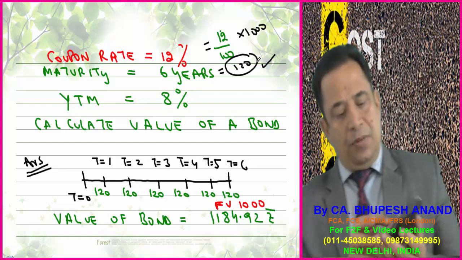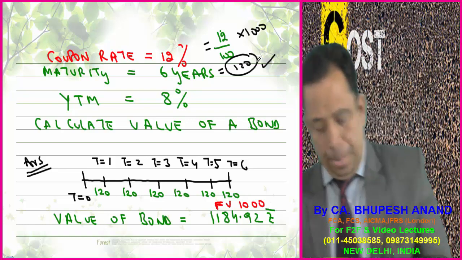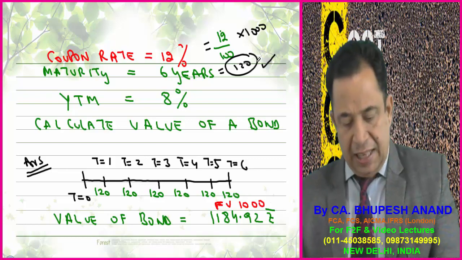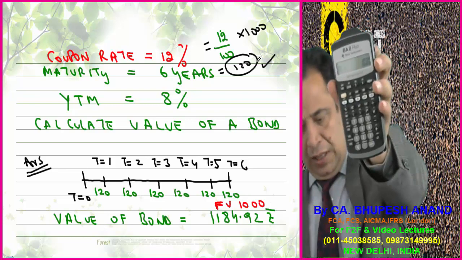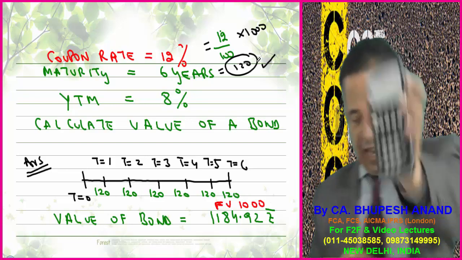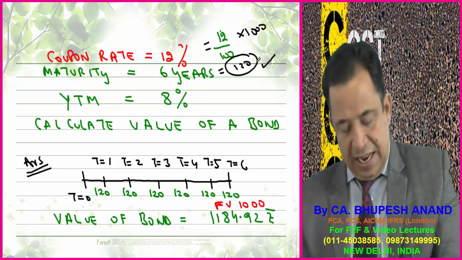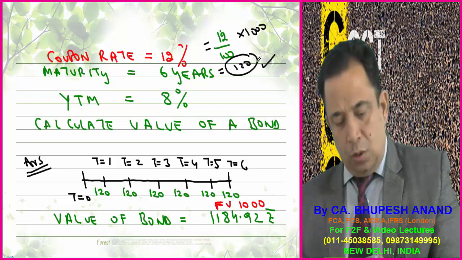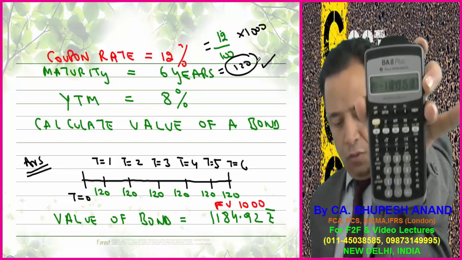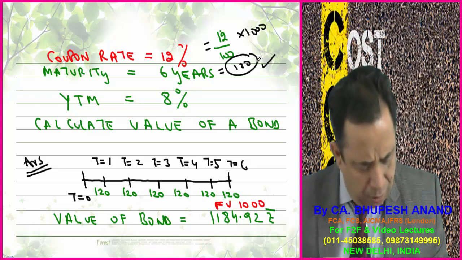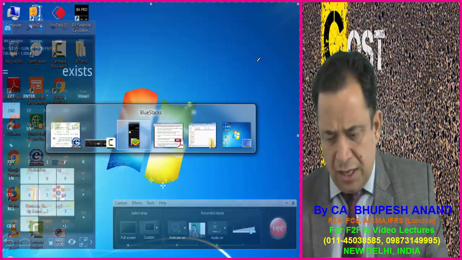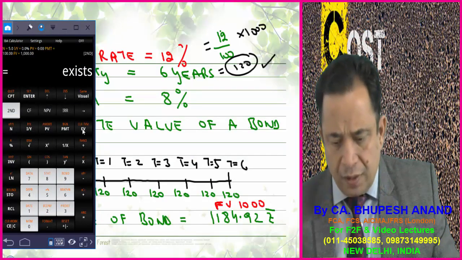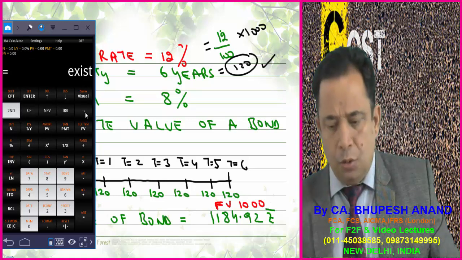I will be doing it with the help of this calculator. Second, clear TVM. 120 as PMT. 1000 as face value. 6 as N. 8 as IY. Compute present value, and that is coming as 1184. There is some problem in this calculator, otherwise I would have done it with the help of this also. Some software problem is there. Okay, no problem. I am doing it again for you.